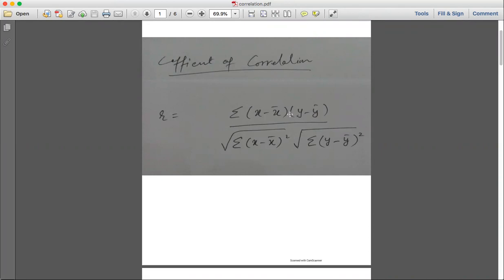And what is x bar here? We know what is x bar. Who will tell me what is x bar? We know about this x bar. So what is x bar? Anyone, all of you?